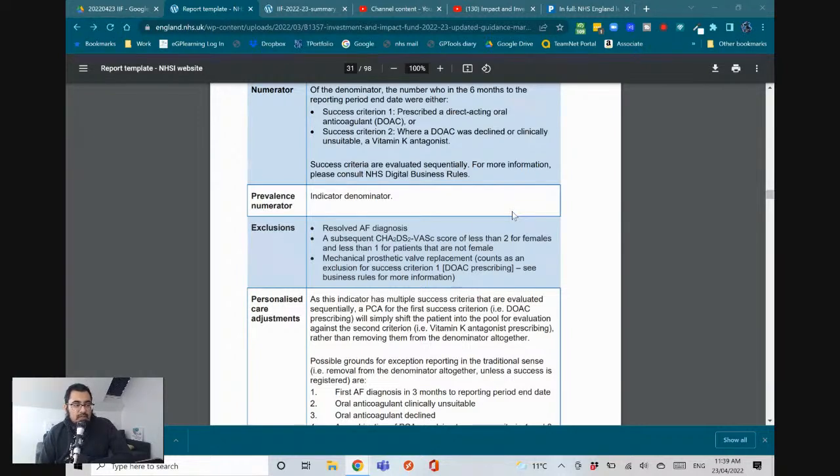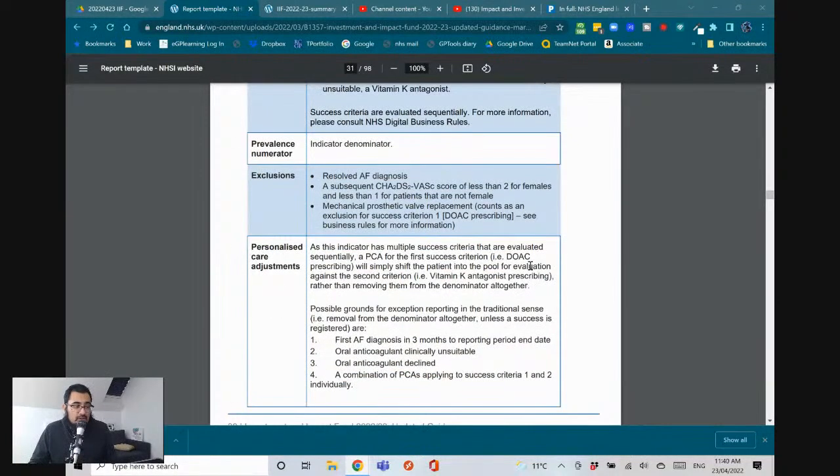As the indicator has multiple success criteria evaluated sequentially, a PCA for this success criterion will simply shift the patient into a pool for evaluation against the second criterion, i.e. vitamin K, rather than removing them from the denominator altogether. Possible grounds for exception reporting are as follows. First, AF diagnosed in the 3 months up to the reporting end date. So if you've diagnosed the patient from January to March onwards in 2023, that's a potential exclusion. Oral anticoagulant clinically unsuitable, oral anticoagulant declined, a combination of PCAs applying across 1 and 2 individually.